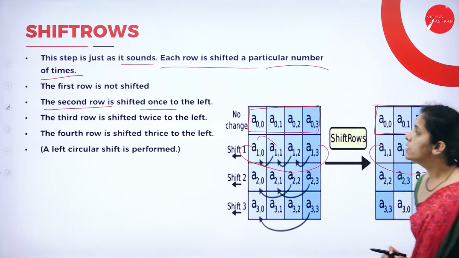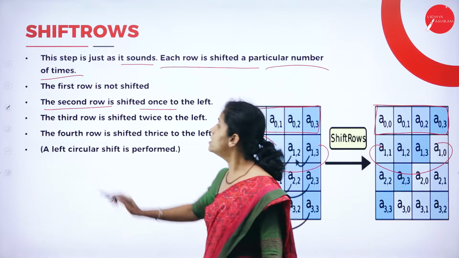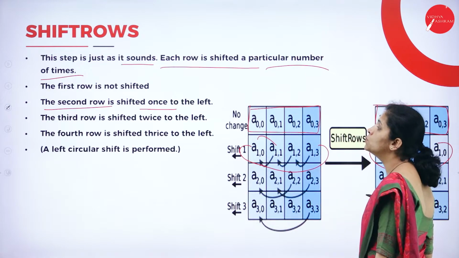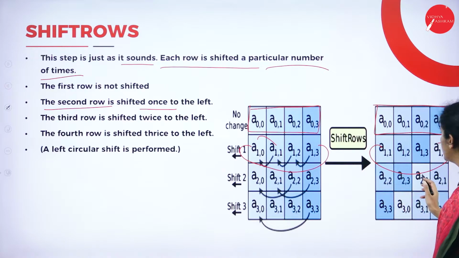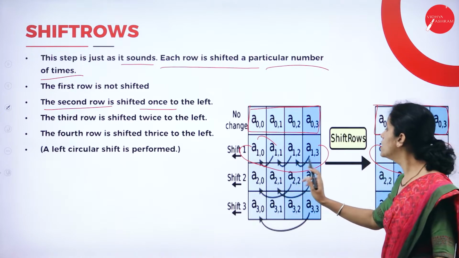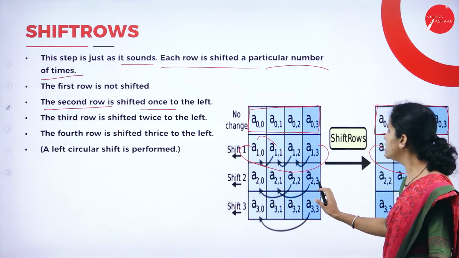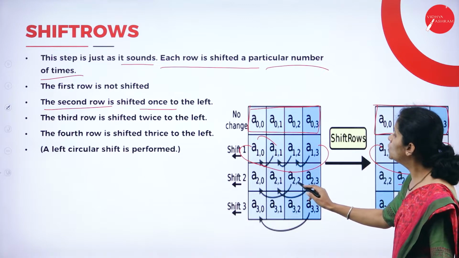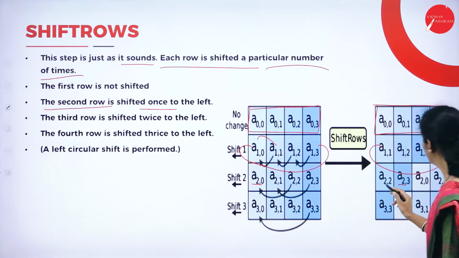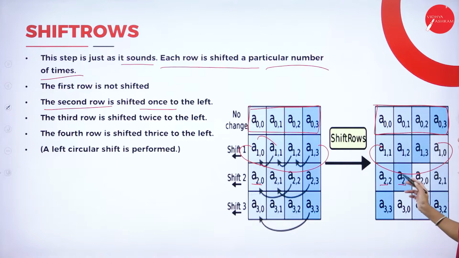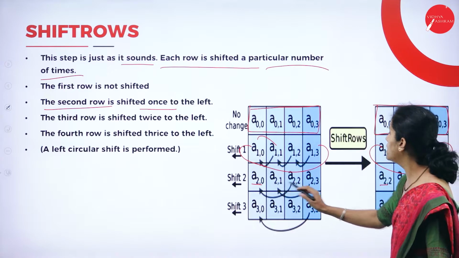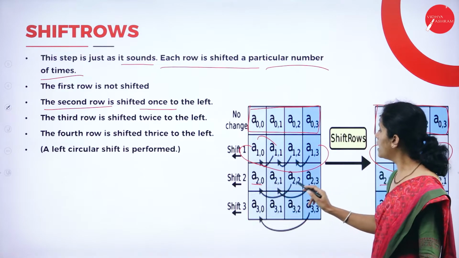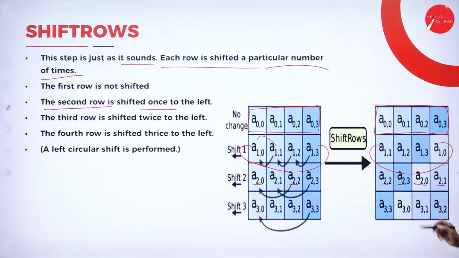Fine. Now, if I consider the third row, I'm going to shift to the left twice. See here, I'm going to shift this row twice. I'll consider 2, 3, 1, 2. Here, I'm going to get 2, 2. And if I consider 2, 1, I'm going to get it here. And if I consider 2, 0, I'm going to get 2, 0.